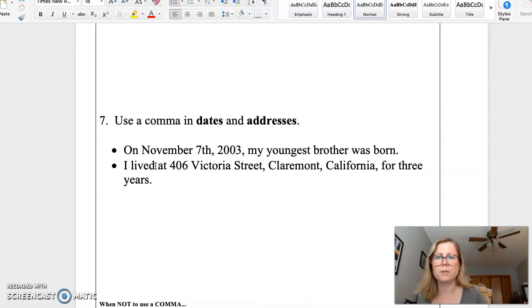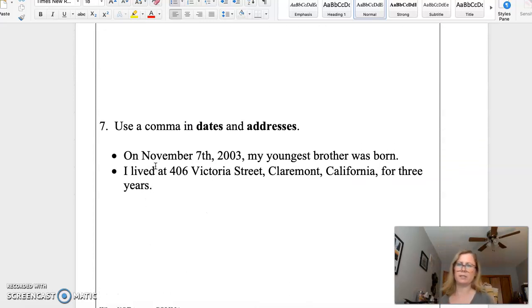Rule 7, use a comma in dates and addresses. You're very familiar with this one, probably knowing to put the comma between the day and the year, but sometimes we forget this one. If you're going to continue your sentence, you have to have a comma there between the date and the continuation. That's a true fact about my sophomore in high school brother.